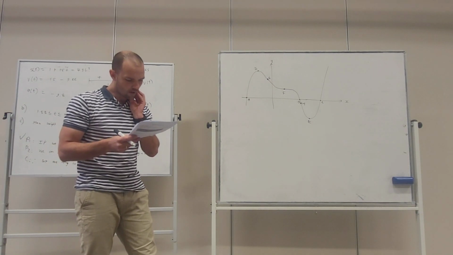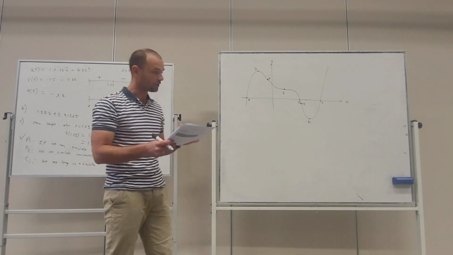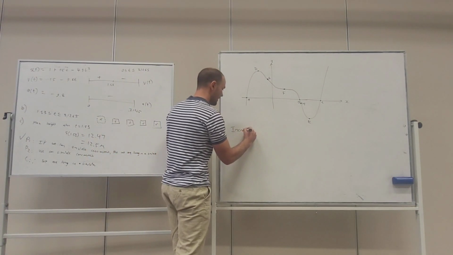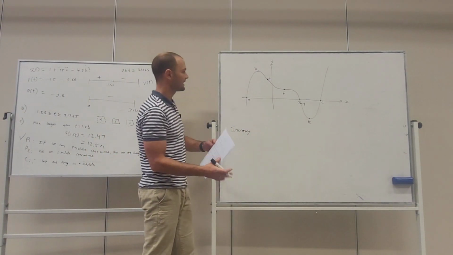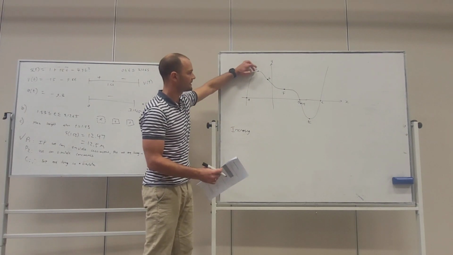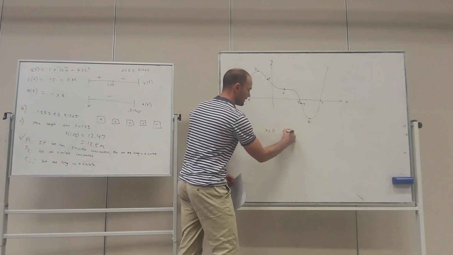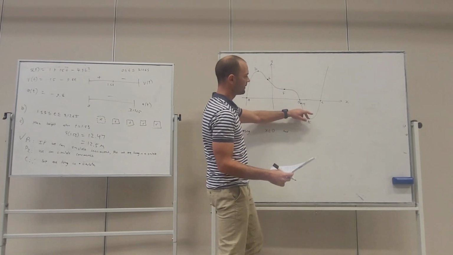Determine the intervals where the function is increasing. So what we're going to say is, when does this function have positive slope? So we can see it's increasing until we get to D. So for values of x less than D, and then increasing for values larger than D.